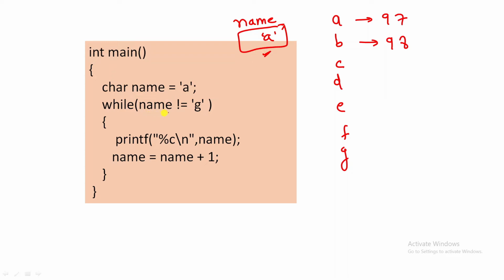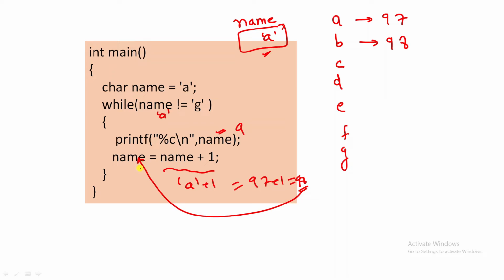So basically, this is saying that name is not equal to 'g'. That means small 'a' is not equal to 'g'. Yes. So we will print 'a', right? And then next time we are incrementing this name. So 'a' plus 1, what does it mean? It means 97 plus 1, that is 98, and 98 will be stored inside this name. But when we come here, we will say okay, 98 is not equal to the ASCII value of 'g'. I think you understand that actually the ASCII values are compared, not the characters. Or you can say we are now comparing 'b'.